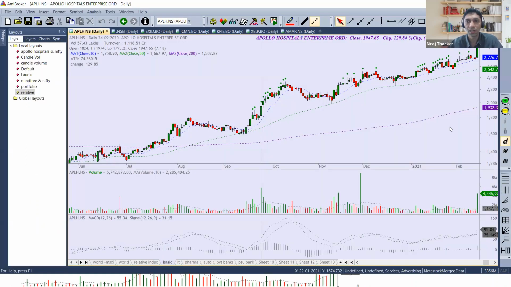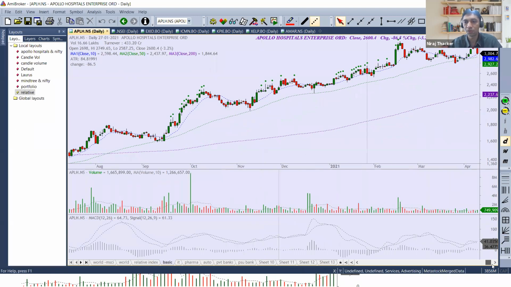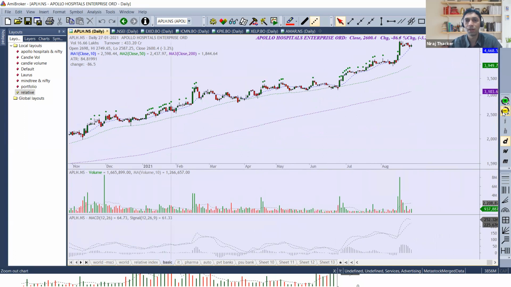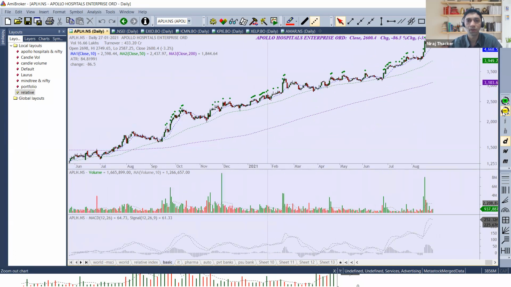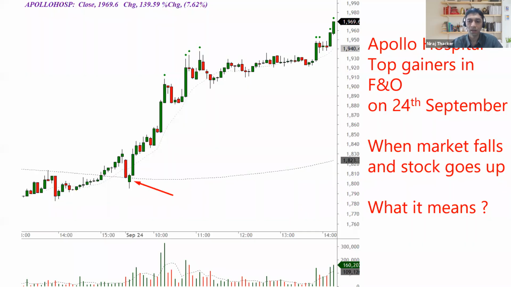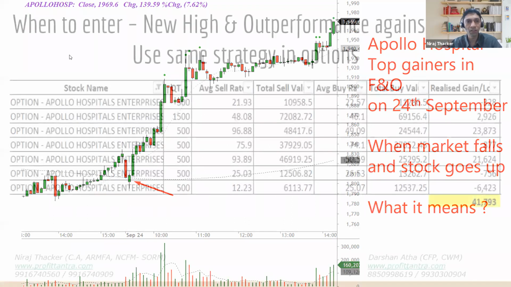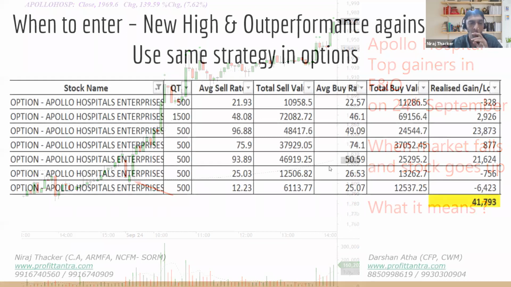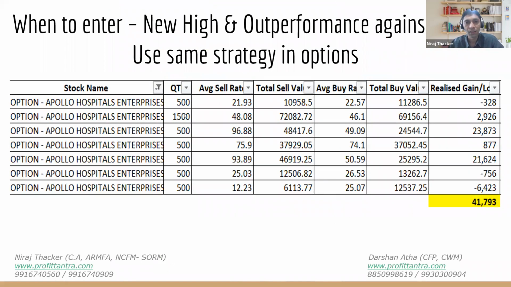So see the rally now. Apollo Hospitals, continuous outperformance. 4,007, almost more than doubled. And some real trades also. We then continuously traded in options and made some 41,000 rupees. Most of them are given in the Telegram channel also. All these strategies we have posted live. When we sold, that also we posted. When we bought, that also we posted.